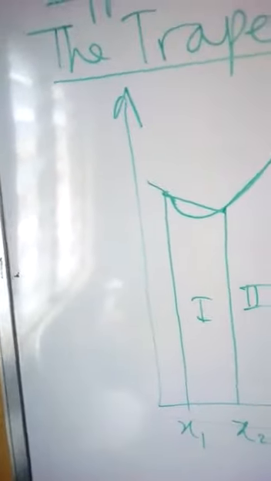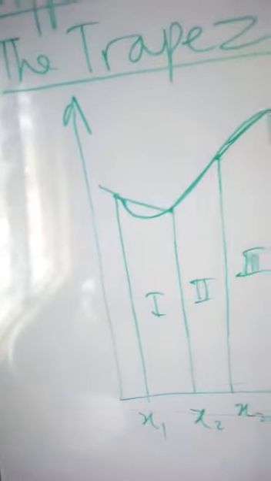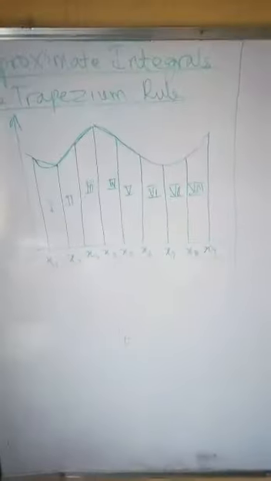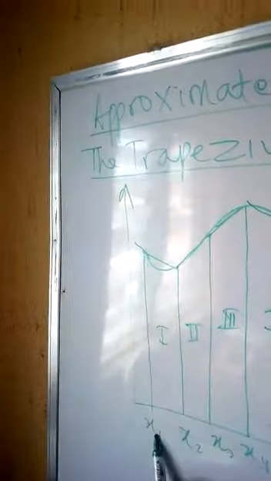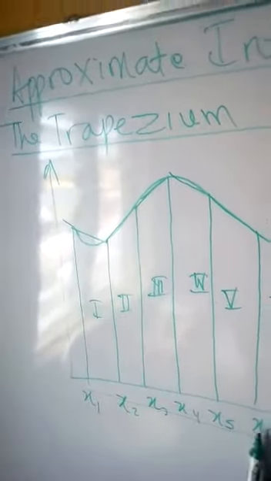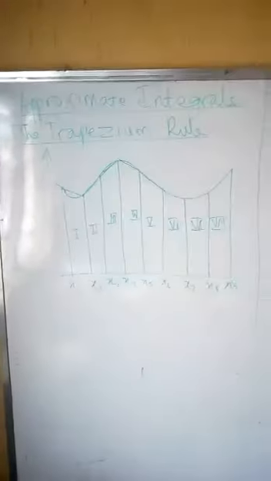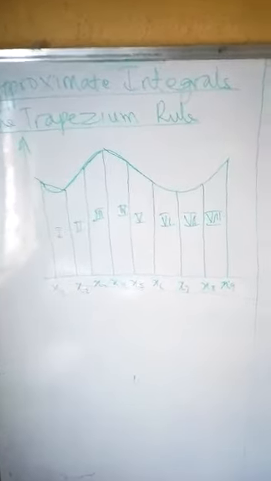In this case, we have divided this graph into 1, 2, 3, 4, 5, 6, 7, 8 trapeziums. But note, how many coordinates do we have? 1, 2, 3, 4, 5, 6, 7, 8, 9. So we have 9 coordinates, 8 trapeziums.